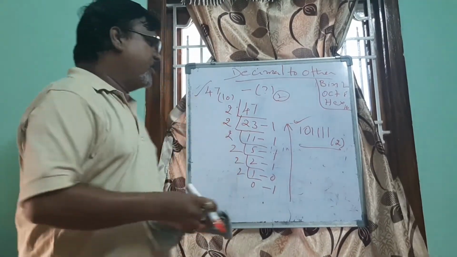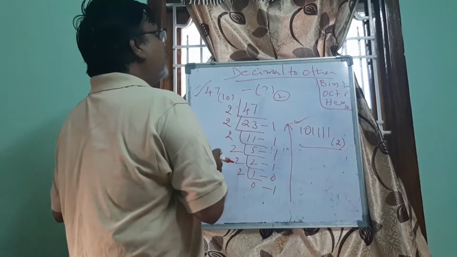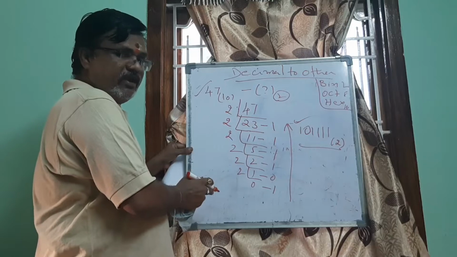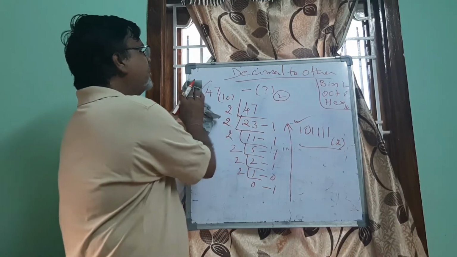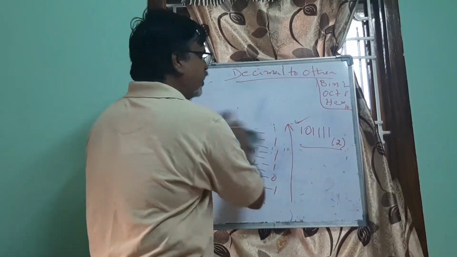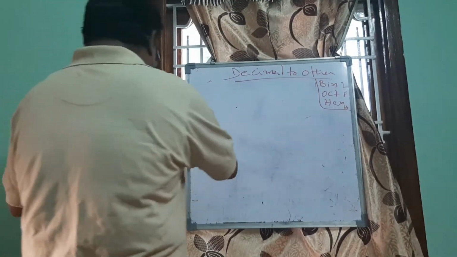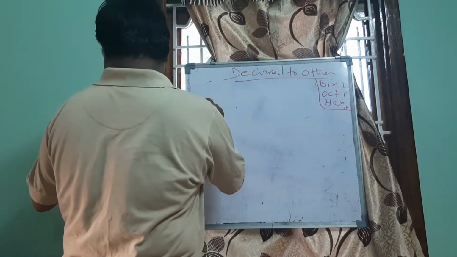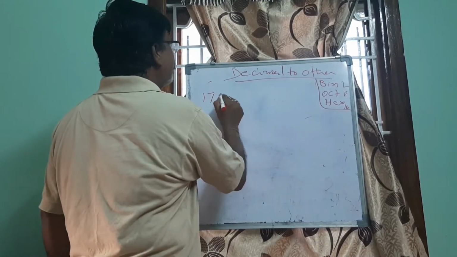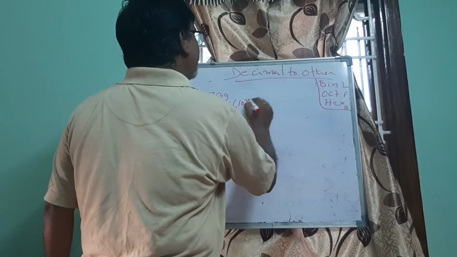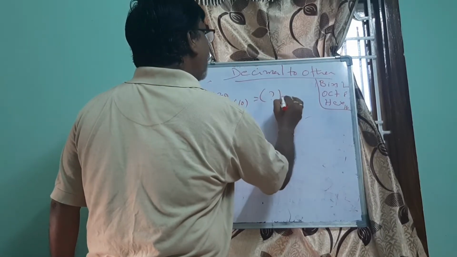Now let us take one example for converting a decimal number to octal. I think you understood it well. So again, we are going to take another number to convert it into octal. Okay. So let us take one example like 1792 base 10, converting it into octal.